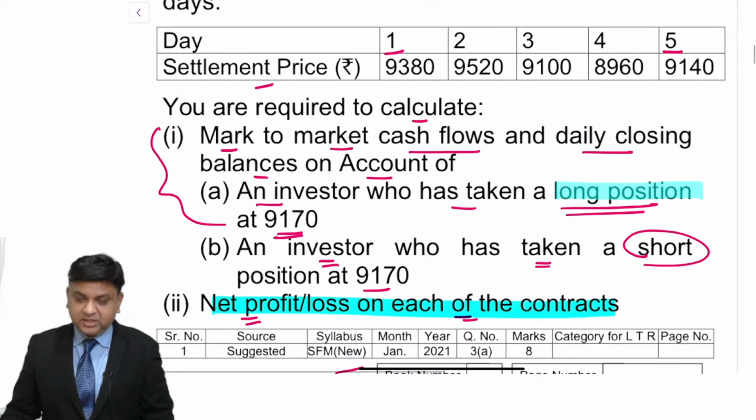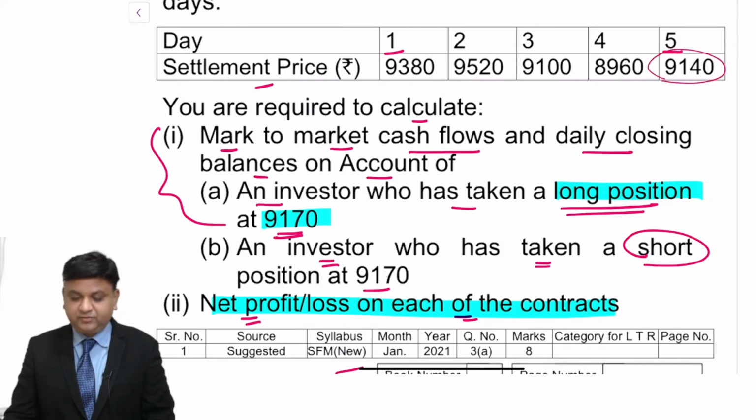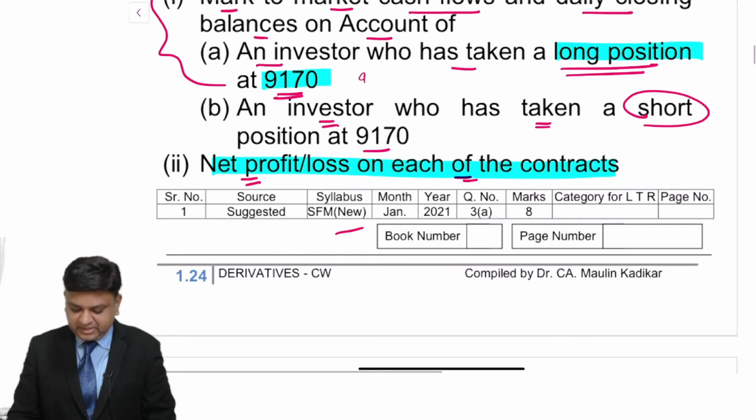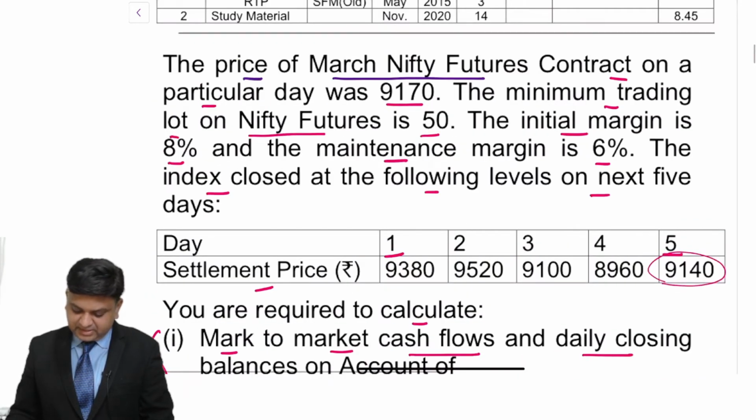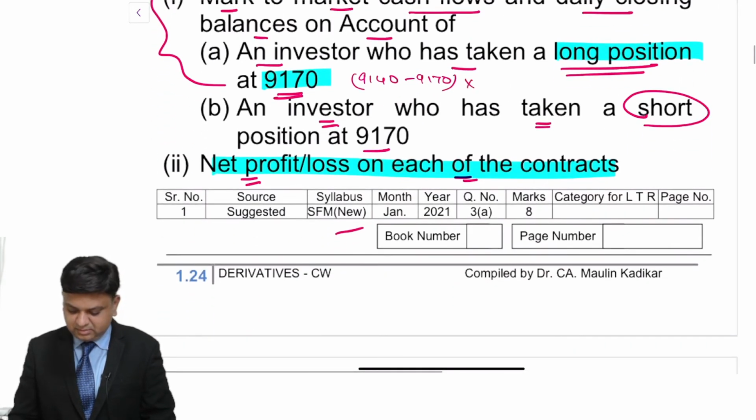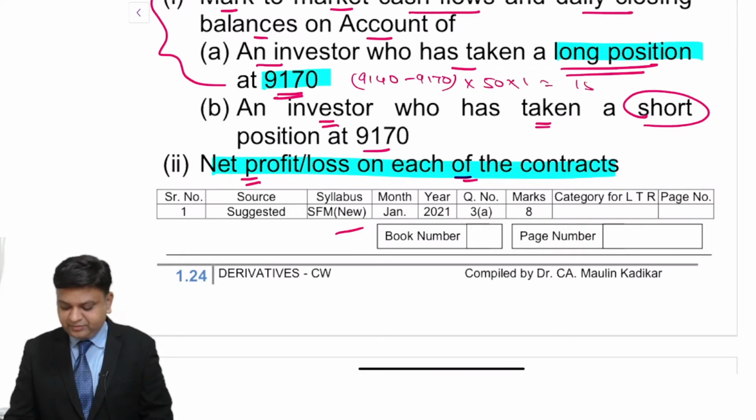So if at all you have taken a long position at 9170 and finally the closing price is 9140. So what will happen? 9140 minus 9170. So there is a loss. Why? Because the sale price is less than the buy price. So there is a loss of 30 rupees into 5050, that is, the lot size, into number of contracts 1. So there is a loss of 1500 rupees in the first case.